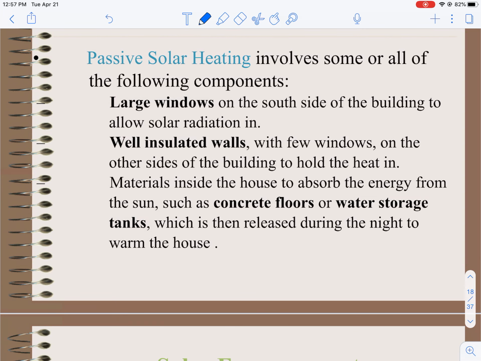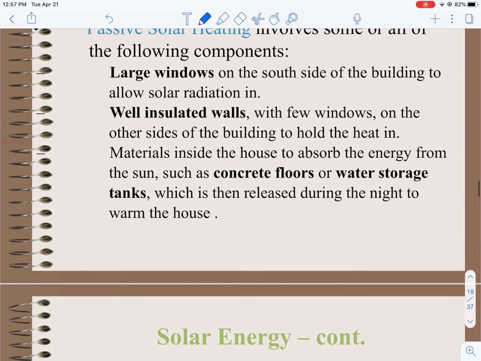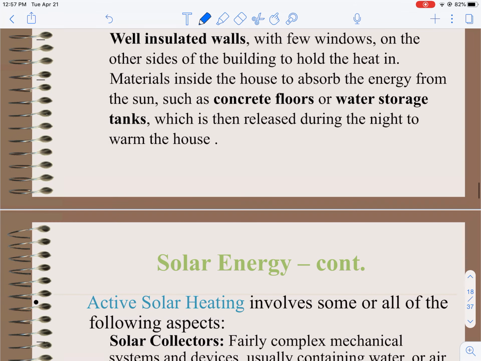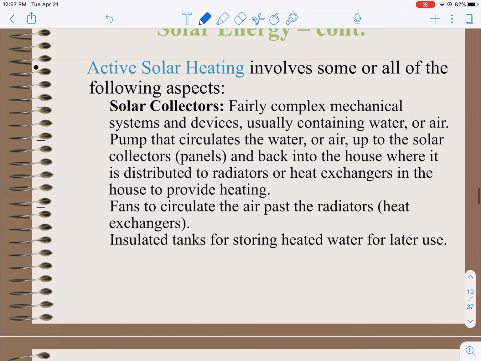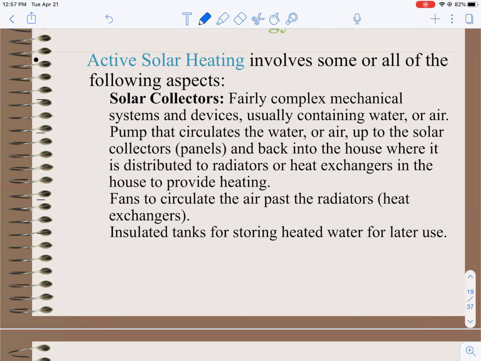So passive would be things like having windows on the south side to let sunlight in, or having dark panels to absorb the sun, or even water storage tanks that are painted black that will be hot water that is heated up with the sun during the day and used later.